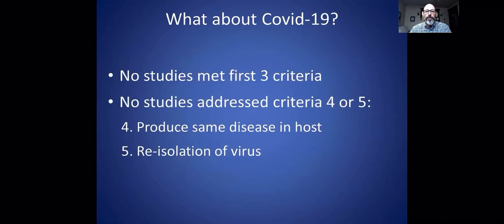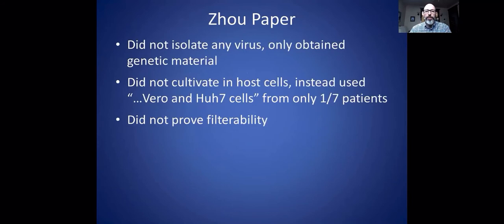So out of what I found, none of the studies met the first 3 criteria. No studies tried to address criterion 4 or 5, which is inoculating the isolated particle into a healthy host and causing the disease, or re-isolating it from that person. So this was just not done at all, not attempted. So if criterion 4 and 5 were never attempted, you can already, just from that, conclude that it has not been proven, to be fairly confident, even that this is a cause of any illness. But let's look a little bit closer.